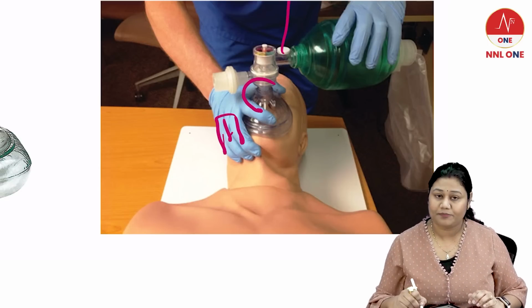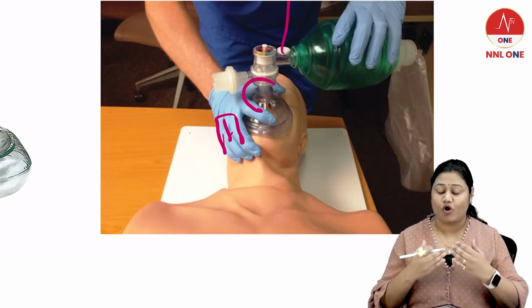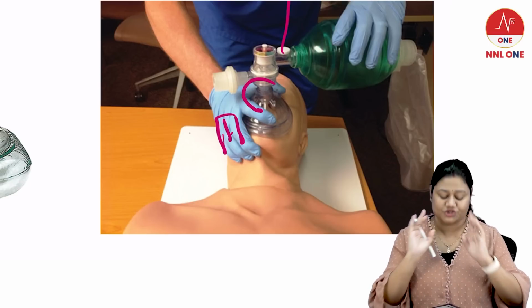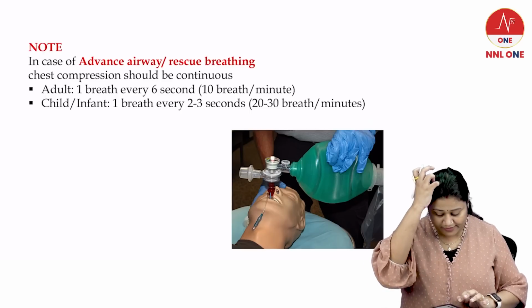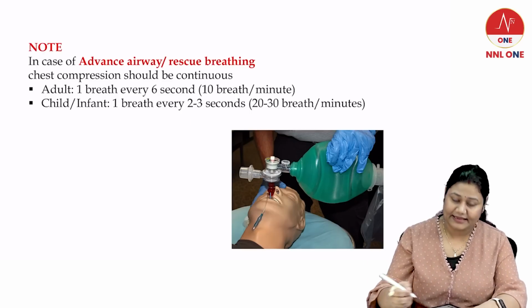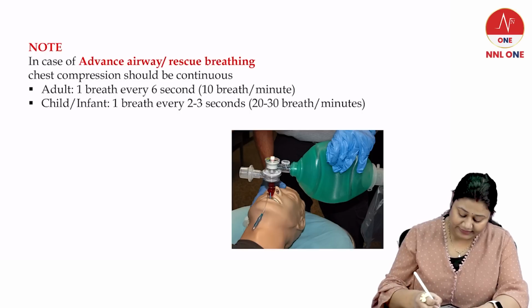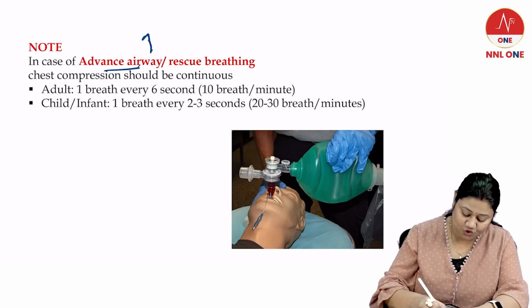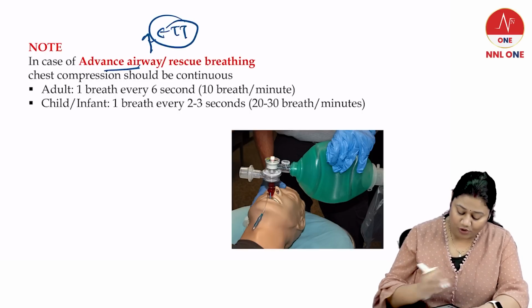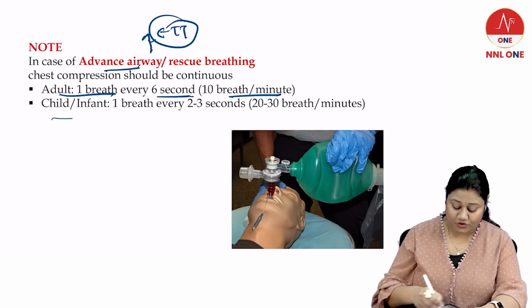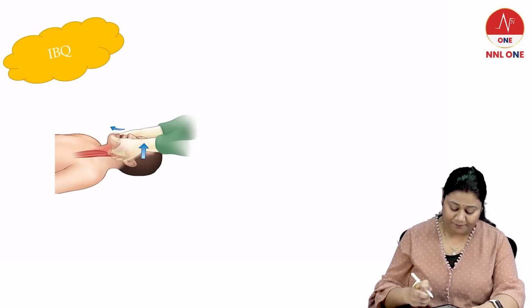Always remember, when you are providing breathing and the chest fall and rise does not occur, you have to remove the airway and position the airway again. Okay, and what is the rate of breathing if you are manually giving rescue breathing, or in case of an advanced airway, which means the ET tube is in place? In all the cases, the rate remains the same for adult and for child. So remember this and revise, this is very important.